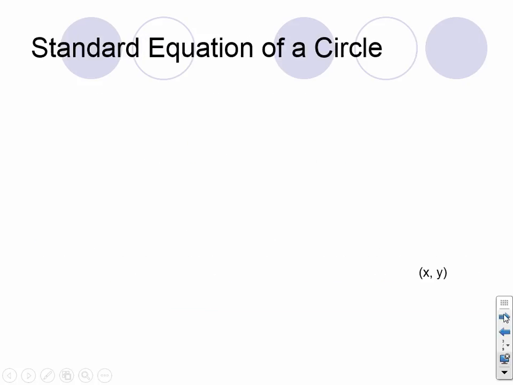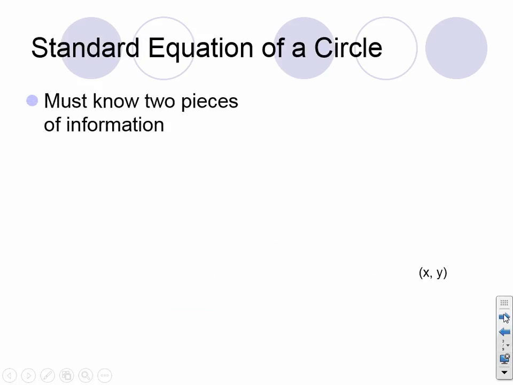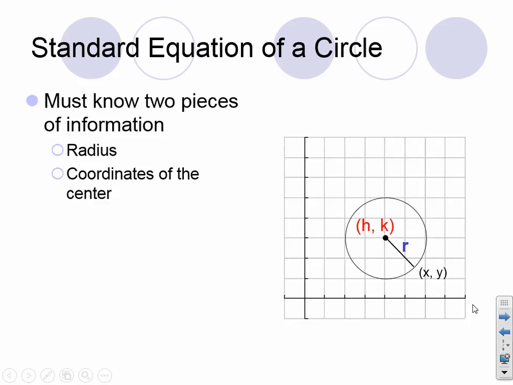Okay. All right, so again, standard equation of a circle, you got to know 2 pieces of information. You got to know the radius, and you got to know the coordinates of the center. Okay, so just remember H and K form your center, and your radius is R. And then X and Y in the equation, that's just any point that lies on the circle itself. Okay?